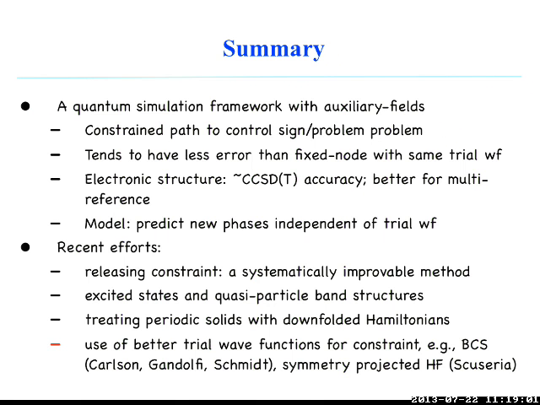So I told you about constrained path to control the sign or phase problem in the auxiliary field framework. It tends to have less error than fixed node with the same trial wave function. In electronic structure, the accuracy is roughly at the level of coupled cluster CCSD(T) at equilibrium. It's better for multi-reference or stronger correlations. For model calculations, this can predict new phases. It's insensitive to a large degree to the trial wave function. And I told you about just releasing the constraint.